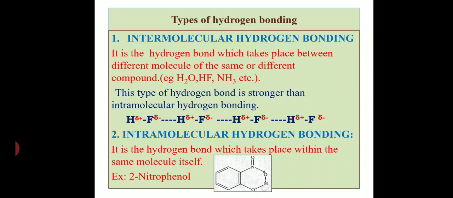Now what about intramolecular hydrogen bonding? It is the hydrogen bond which takes place within the same molecule itself, right? For example, 2-nitrophenol. In 2-nitrophenol, the benzene ring has an OH group and, at the next position, a nitro group. The hydrogen of the OH makes an interaction with the oxygen of the nitro group. So within the same molecule, a hydrogen bond is formed. It is known as intramolecular hydrogen bonding.